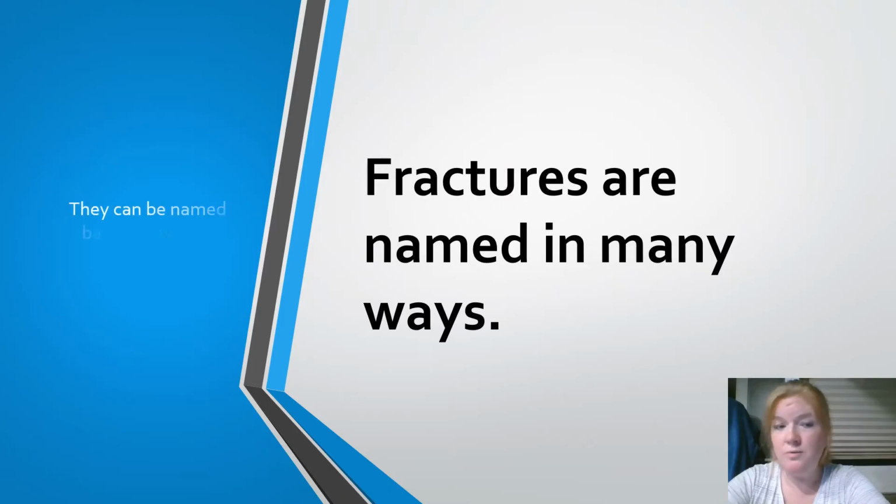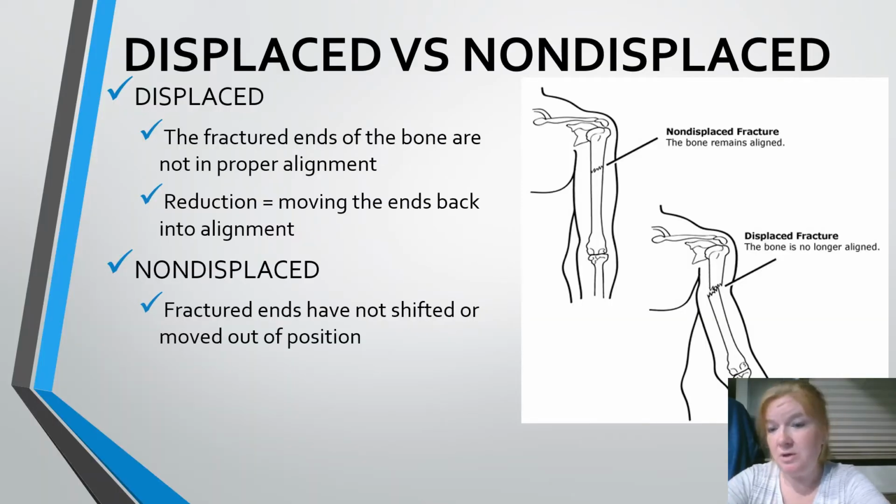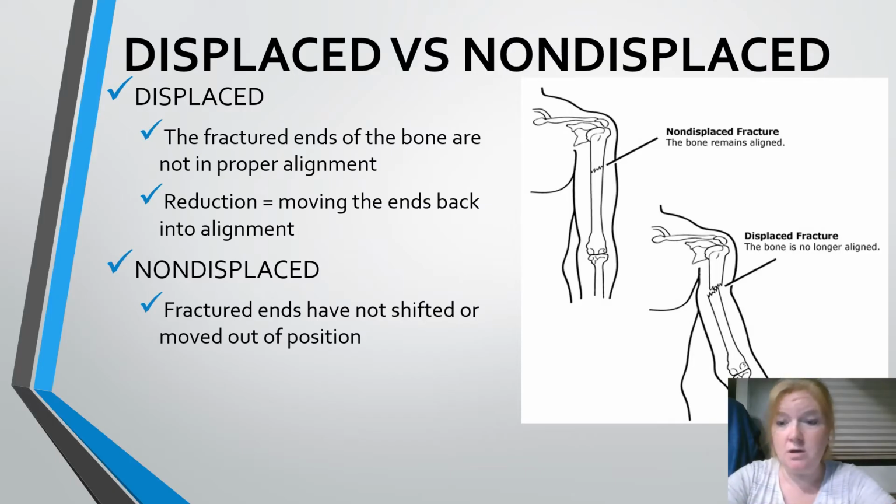Fractures are also named based on whether the broken parts line up correctly. So displaced or non-displaced. Displaced means the bones are not lined up. So here's the break in the bone, and they're like this. They're not pointing close to each other, which means they won't heal correctly. So the fractured ends of the bones are not in proper alignment, so you have to do something called a reduction and move those bones back into position.